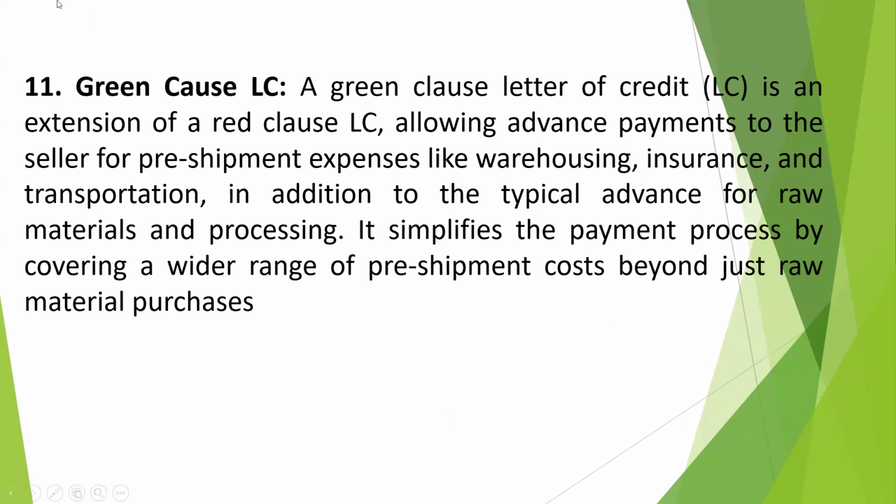So last is green clause LC. So this will be the last point. Green clause LC is an extension of red clause. Just as in red clause there is advance payment, it will also allow the advance payment to the seller for pre-shipment expenses like warehousing, insurance, and transportation, in addition to the typical advance for raw material and processing. It simplifies the payment process by covering a wider range of pre-shipment costs beyond just raw material. So here the cost of raw material and also warehousing cost are covered. In green clause LC you have to remember that warehousing cost is also covered. So that is green clause LC.